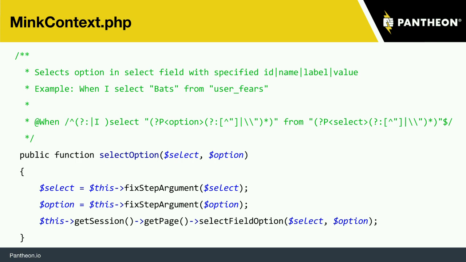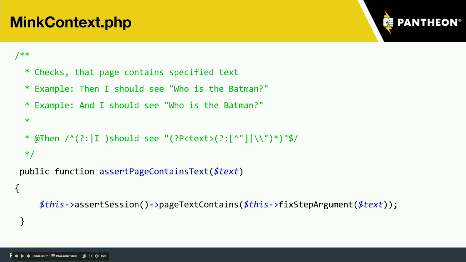The when clause, a lot of the examples in MinkContext.php are from the world of Batman. So when I select bats from user fears, then this relatively simple PHP method executes. It's really just these three lines. Moving on to the then clause, then I should see who is the Batman. All we're doing here is checking for text in our HTML page. Again, it's just a one-line function. These contexts don't have to be all that complicated.